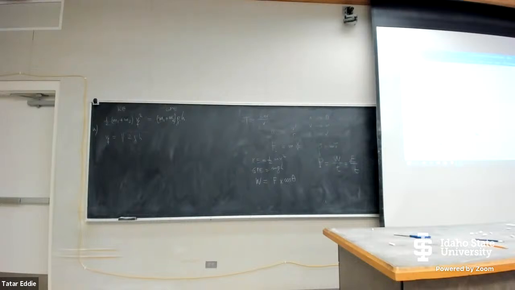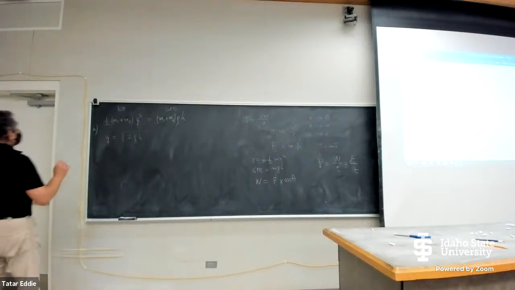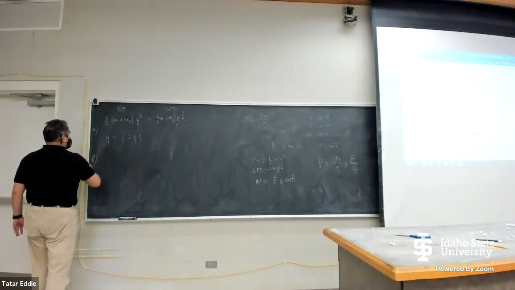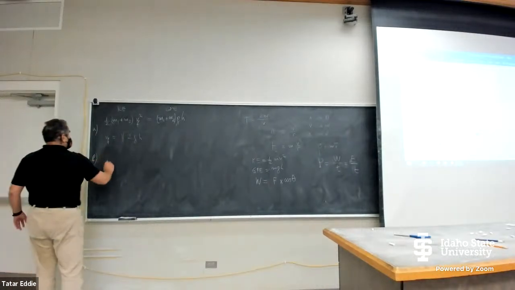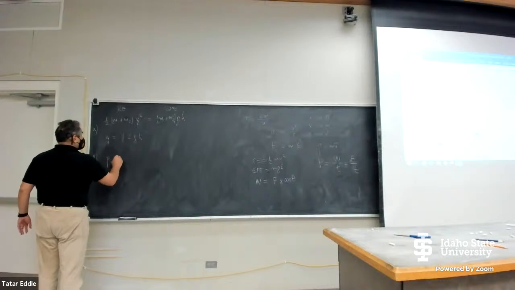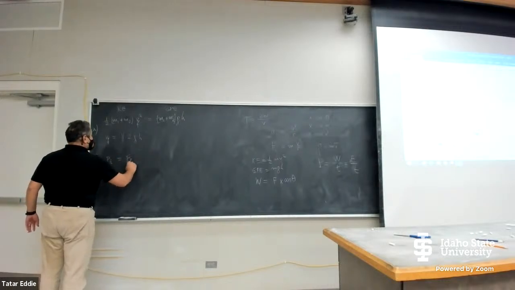Part B, find the speed of the bullet. So the speed of the bullet, energy is not conserved. Kinetic energy is not conserved. Mechanical energy is not conserved. During the collision, you lose energy. But what has to be conserved is momentum, linear momentum. So you want linear momentum initial to be the same as linear momentum final.